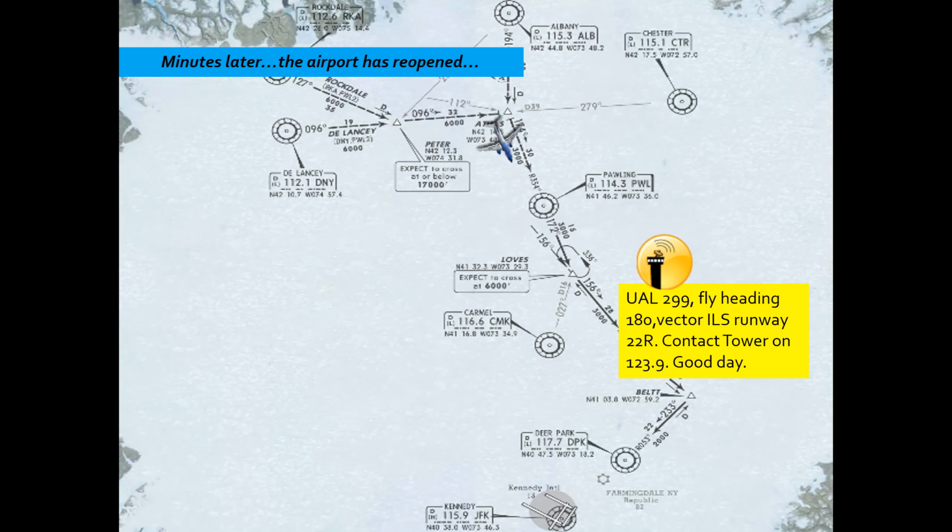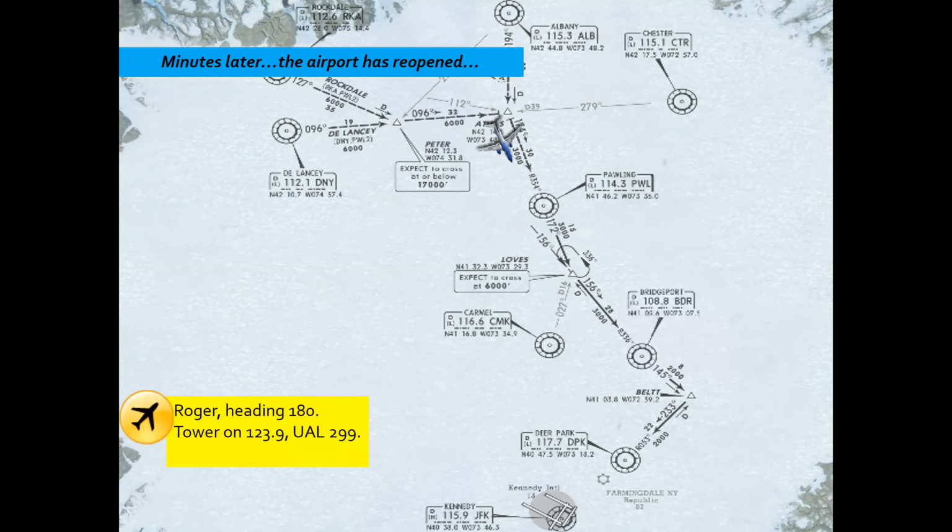United 299, fly heading 180, vector ILS runway 22 right. Contact tower on 123.9. Good day. Roger, heading 180, tower on 123.9. United 299.